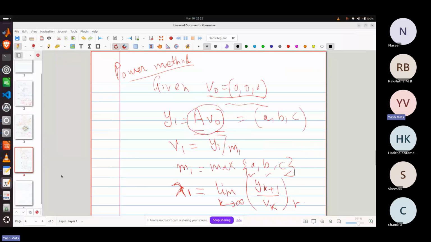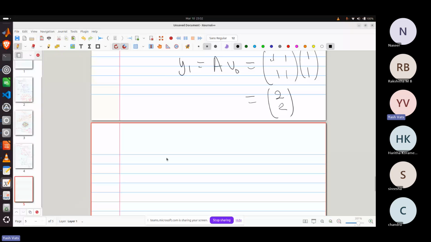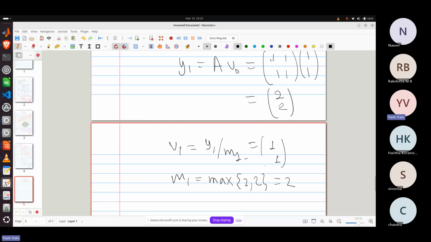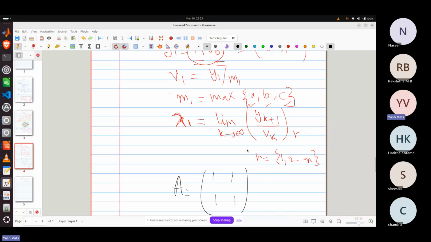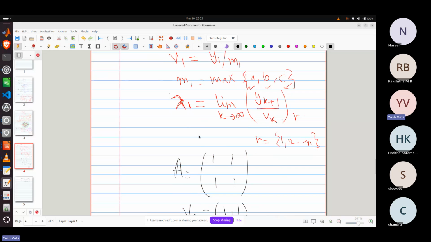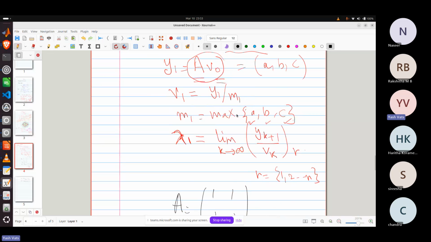So you found y1, then you find your v1, which is y1 divided by m1. So m1 is your maximum of 2 2, which is 2. So you divide 1 1, so v1 is 1 1. So you get v1 and y1. Then you have lambda 1, which is kind of this.